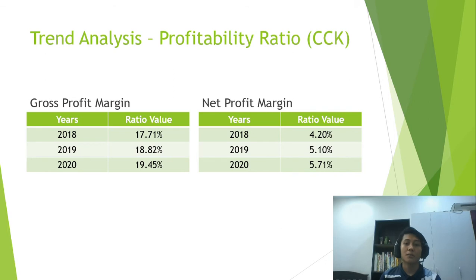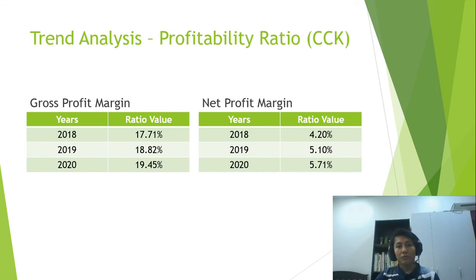It shows that the company's gross profit margin was gradually increased from 2018 until 2020. In the year 2020, the company had the highest percentage of gross profit margin, which is 19.45%, indicating that for every 1 ringgit sales, the company makes approximately 20 cents of gross profit.